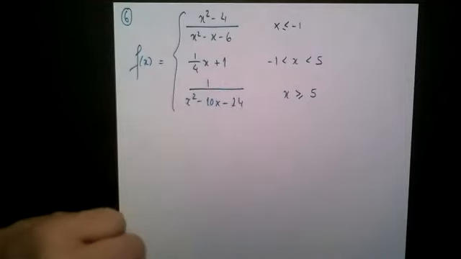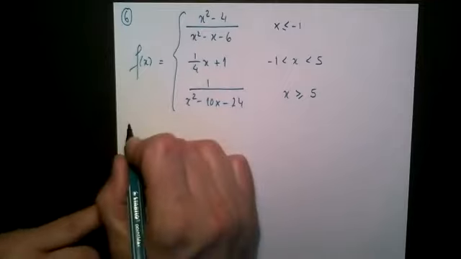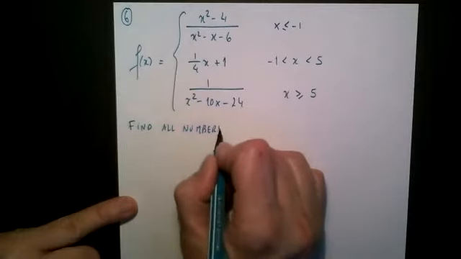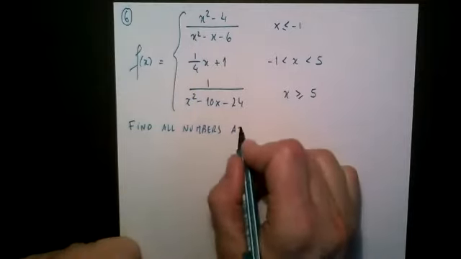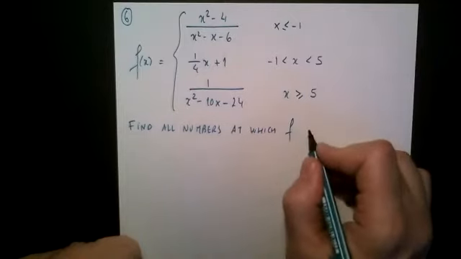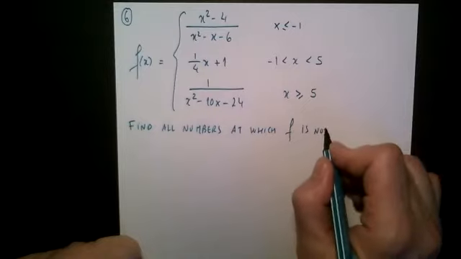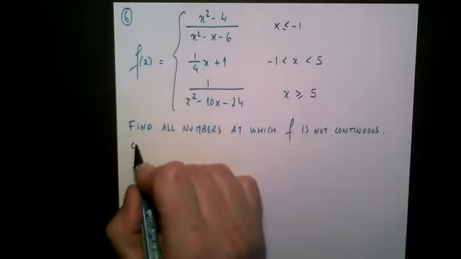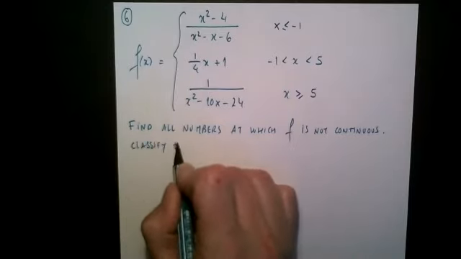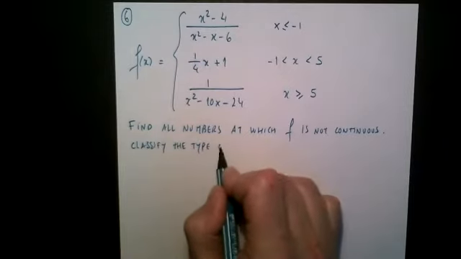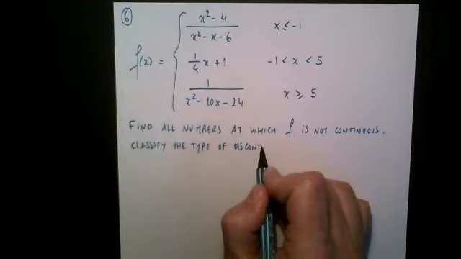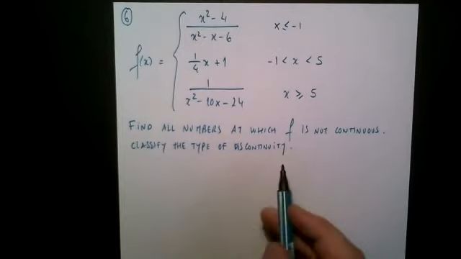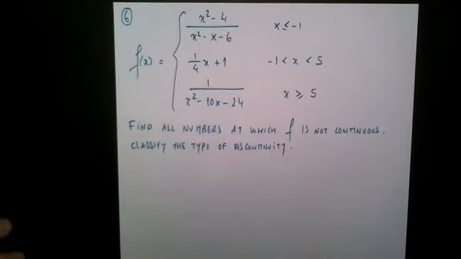Okay, the question is find all numbers at which f is not continuous. And then of course classify the type of discontinuity. When I say classify the type of discontinuity, it means is it a removable, a jump, or an infinite discontinuity?